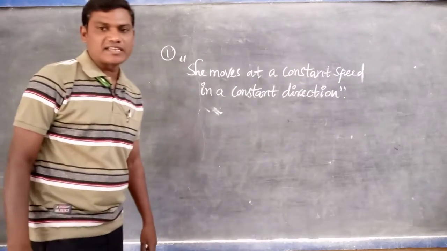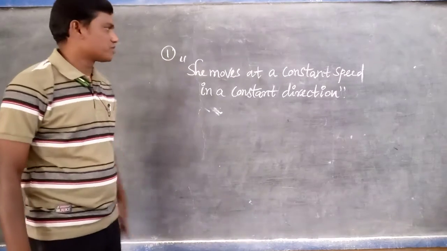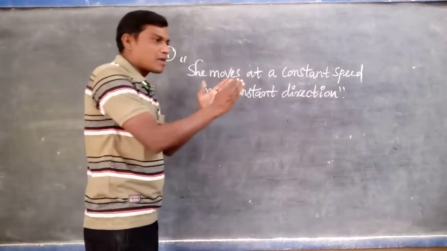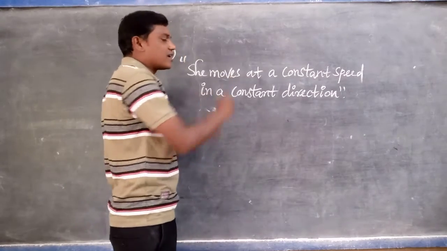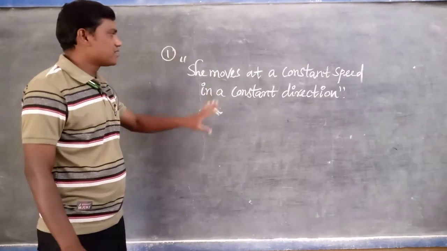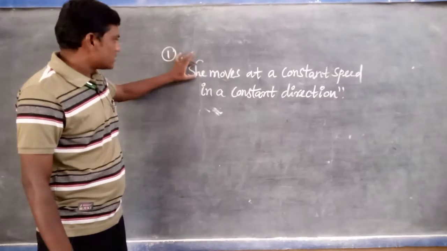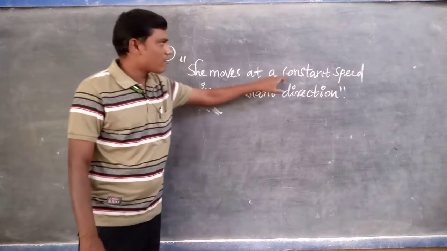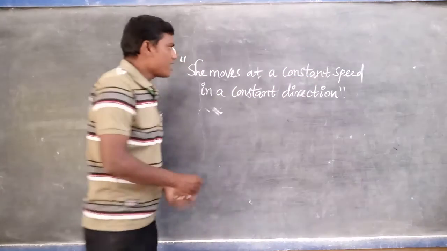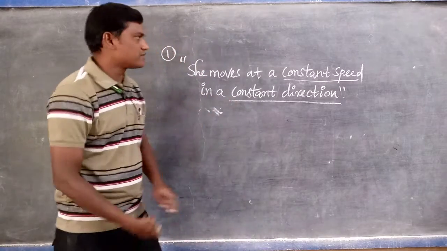Rephrase the same sentence in fewer words using the concept related to motion. Means this sentence we can write in fewer words, by reducing it we can write a simple sentence. Okay. Generally you are observing that in this statement, she moves at a constant speed in a constant direction, mainly you are observing constant speed, constant direction.